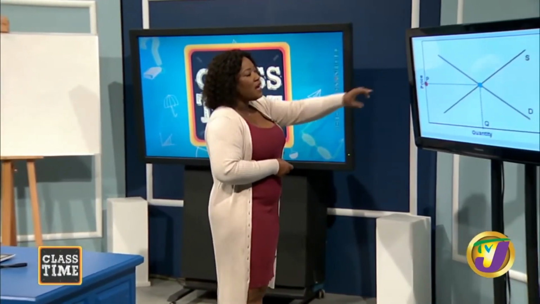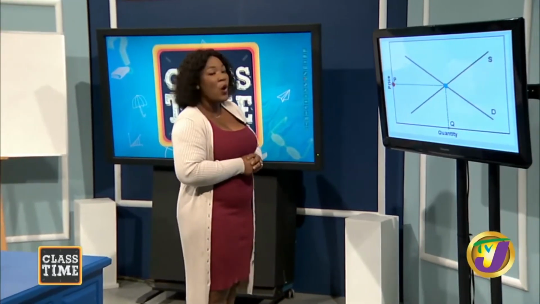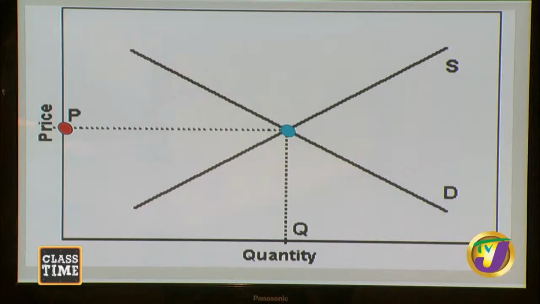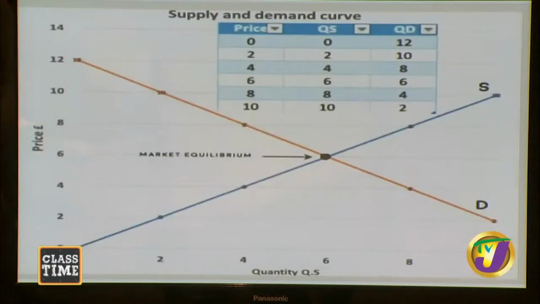So the blue dot here represents the point where both the demand and the supply meet. And the red dot speaks to the price that we would get when both our demand and our supply curves meet. So at this point will be the best price to sell items, where our demand and our supply are both equal, right? So let's break it down a little bit further.